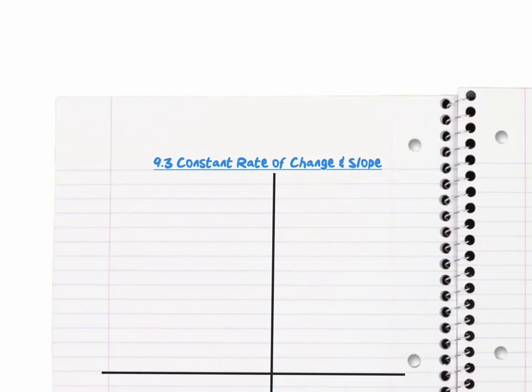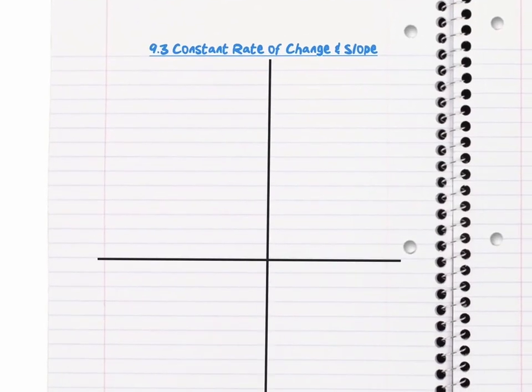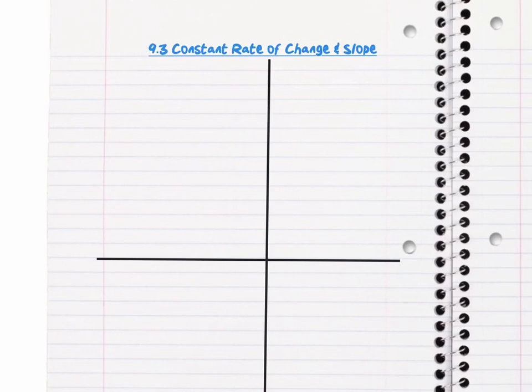Hello, this is 9.3, constant rate of change and slope. What I need you to do is copy what you see on your screen, divide your paper into 4 sections, and press pause to do so. And when you're ready to continue, press play.